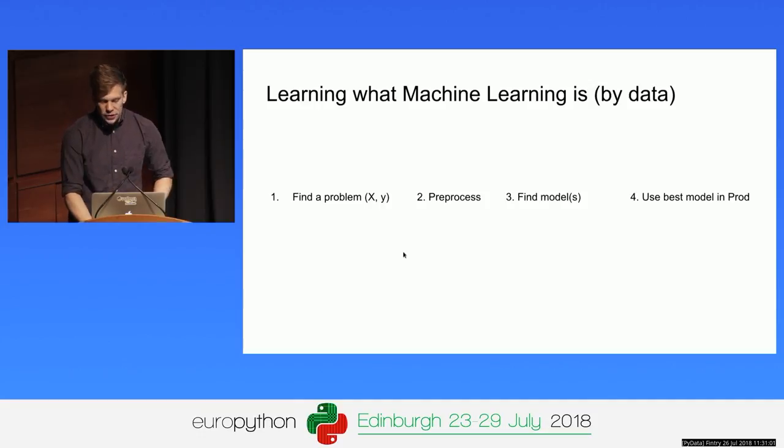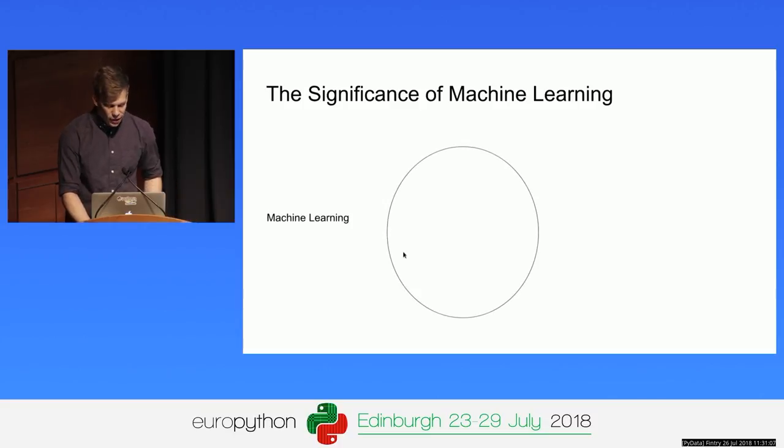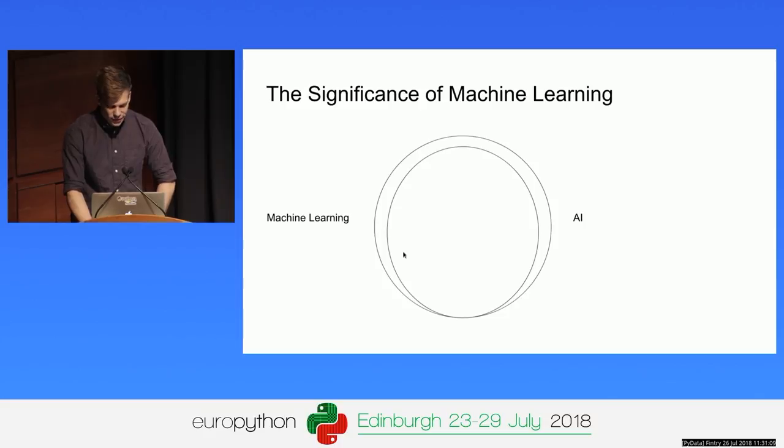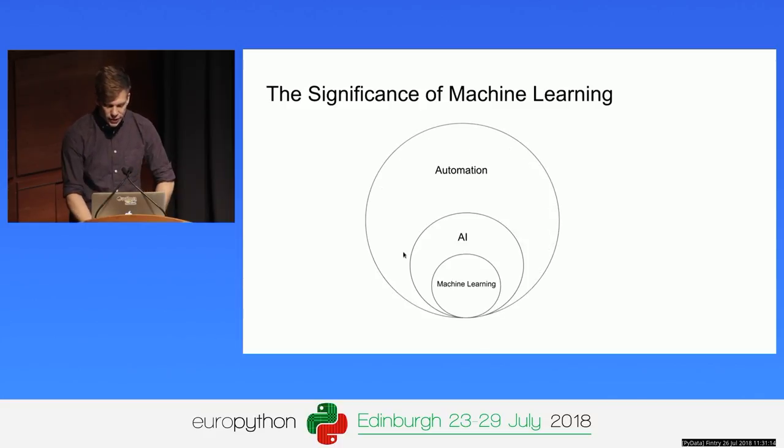Now I want to bring your attention to the significance of machine learning. I don't know if you know Venn diagrams, but this is how machine learning is, or actually, I think it's more like this. Machine learning is just a small part in this, right? You want to automate some process, and machine learning can be part of that.